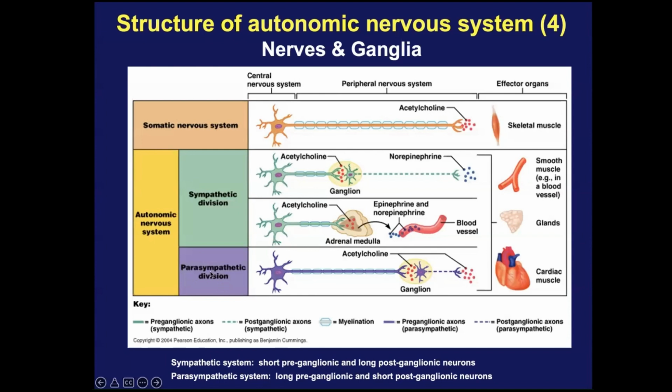In the parasympathetic nervous system, both the first neuron and the second neuron use acetylcholine as the neurotransmitter. And when the acetylcholine binds to the receptors on the target cell, they will regulate their activities. Again, here we can see that in the sympathetic nervous system, the second neuron is longer, but in the parasympathetic system, the first neuron is longer than the second one.